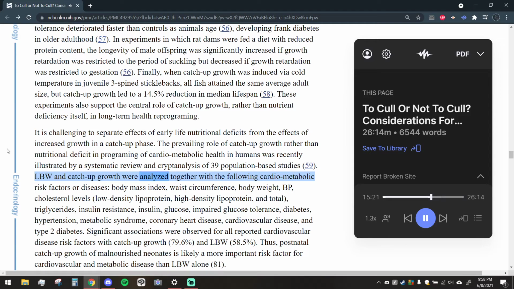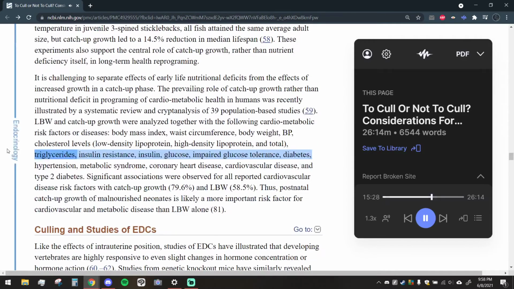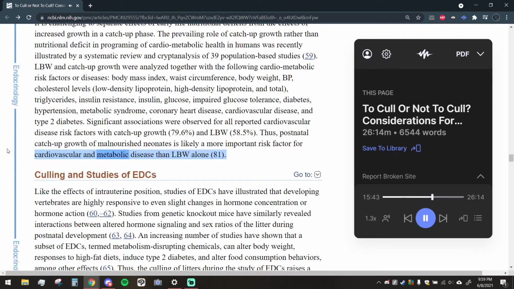LBW and catch-up growth were analyzed together with the following cardiometabolic risk factors or diseases: body mass index, waist circumference, body weight, BP, cholesterol levels, low-density lipoprotein, high-density lipoprotein, and total triglycerides, insulin resistance, insulin, glucose, impaired glucose tolerance, diabetes, hypertension, metabolic syndrome, coronary heart disease, cardiovascular disease, and type 2 diabetes. Significant associations were observed for all reported cardiovascular disease risk factors with catch-up growth, 79.6%, and LBW, 58.5%. Thus, postnatal catch-up growth of malnourished neonates is likely a more important risk factor for cardiovascular and metabolic disease than LBW alone.